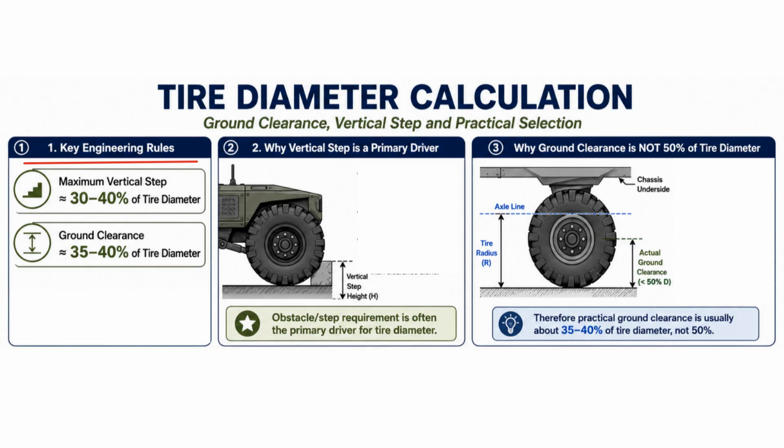Remember, vertical step height is a key factor for tyre diameter, but wheel torque, sidewall height, and traction are also to be considered during the calculation of tyre diameter.